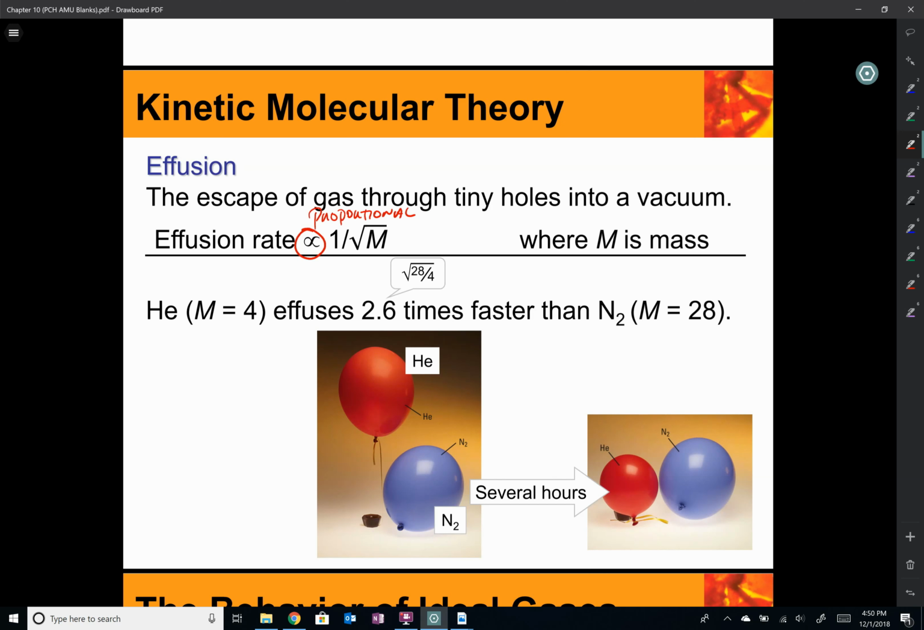So if we just do a quick calculation here, if we compare helium to nitrogen gas, helium effuses 2.6 times faster than nitrogen does, right? Helium's moving around faster. It's a smaller molecule. It's just easier for it to kind of escape. Let's say it's the balloon, right? It's easier for helium to get through the tiny holes that are in the rubber of the balloon there, right? So if we want to calculate an effusion rate, it's a simple proportional factor here, 1 over the square root of the mass of whatever it is that we're looking at.